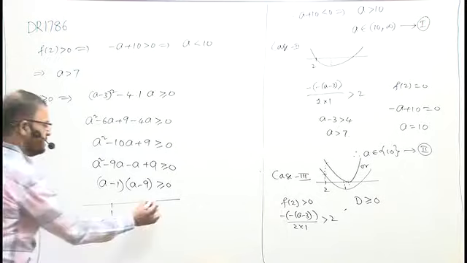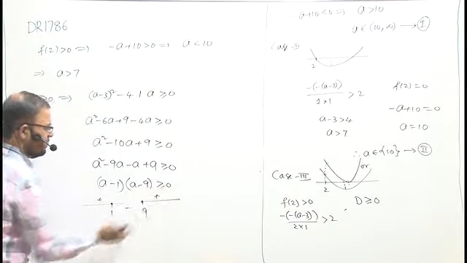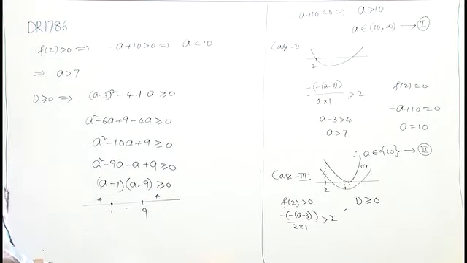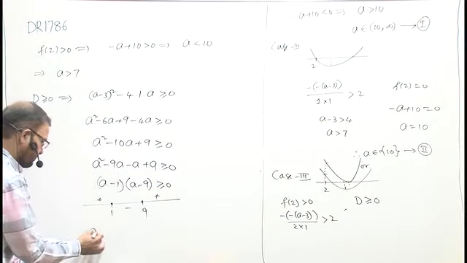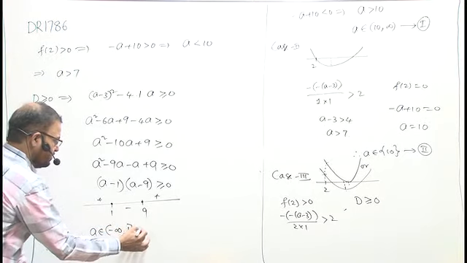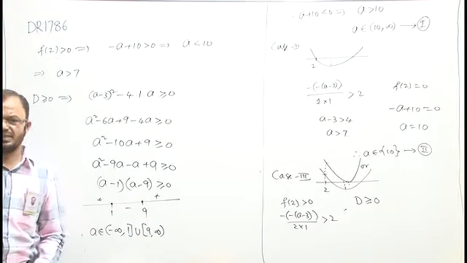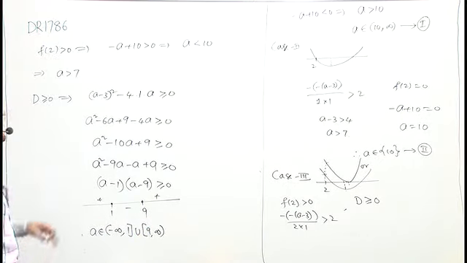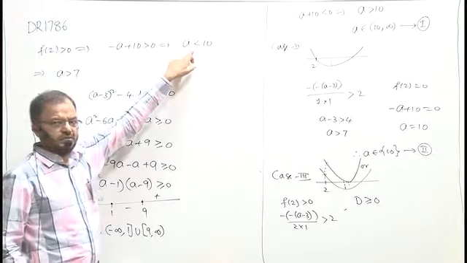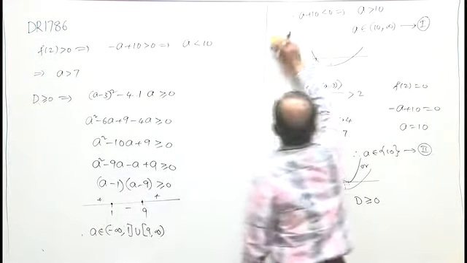I have to mark the signs here: plus, minus, plus. Because it is an equality, I will consider the points 1 and 9 also. a belongs to minus infinity to 1 union 9 to infinity. This is my third condition. I have to take the intersection of the first, second and third. Because there are three conditions, it is easy for me if I draw a real line and take the intersection.